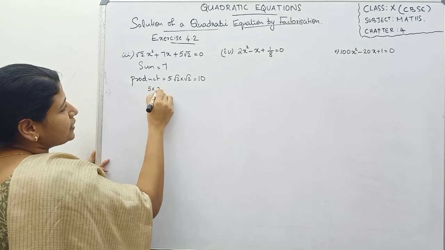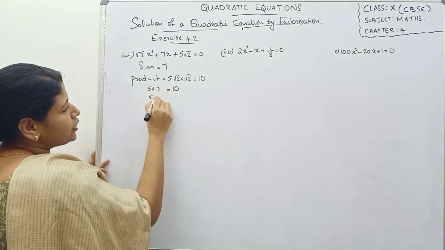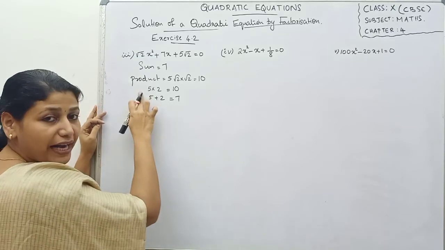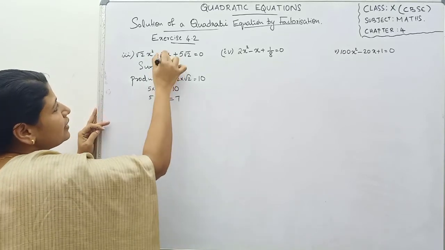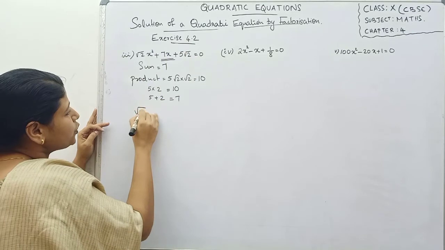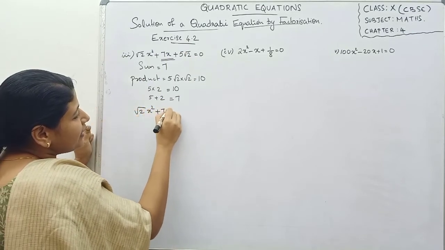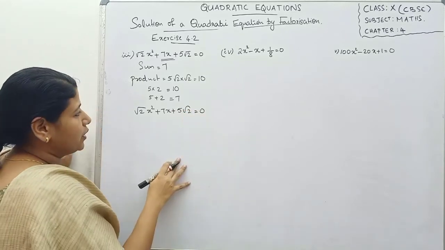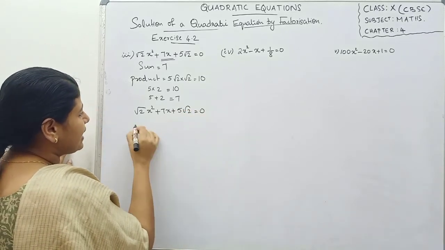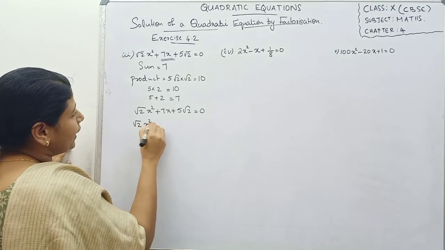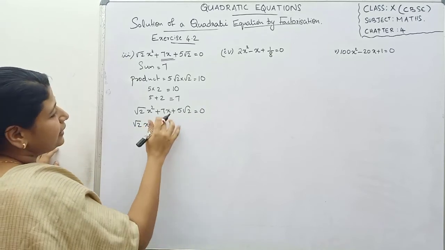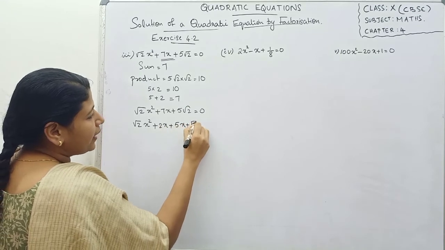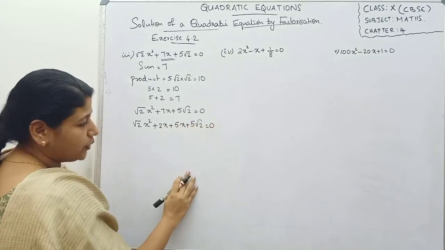5 into 2 is 10 and 5 plus 2 is 7. So our two numbers are 5 and 2. Now we can split the 7x. Root 2x square plus 7x plus 5 root 2 equal to 0 is our quadratic equation. Now we are going to split the 7x as root 2x square plus, this can be written as 2x plus 5x plus 5 root 2 equal to 0.